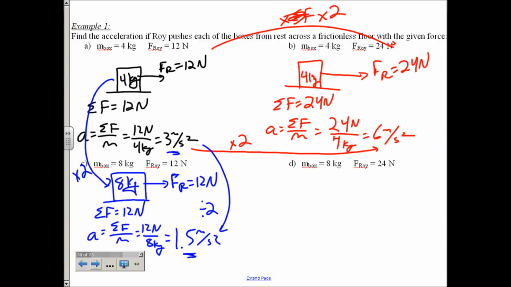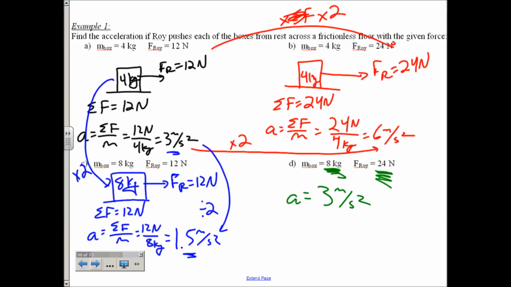Okay? And then part D, I'm just gonna kind of plow through part D. Part D is basically saying you've got twice as much mass as part A, but also twice as much force. So your acceleration, if you figure it out, turns out to be 3 meters per second squared again. Because although you're moving twice as much mass, you've also got twice as much force to do it. Okay? So, long story short, bigger force gives a bigger acceleration, bigger mass gives a smaller acceleration.